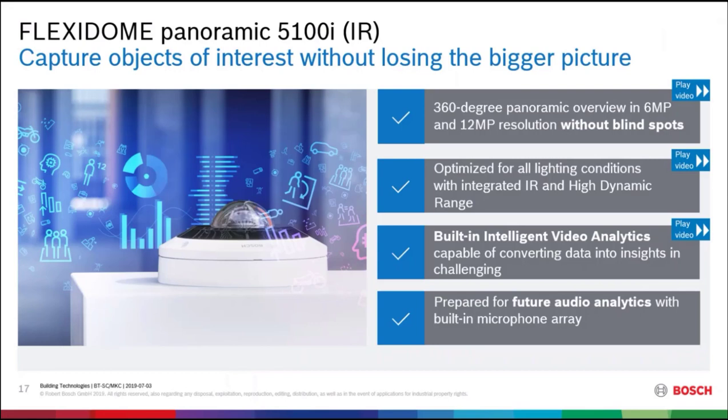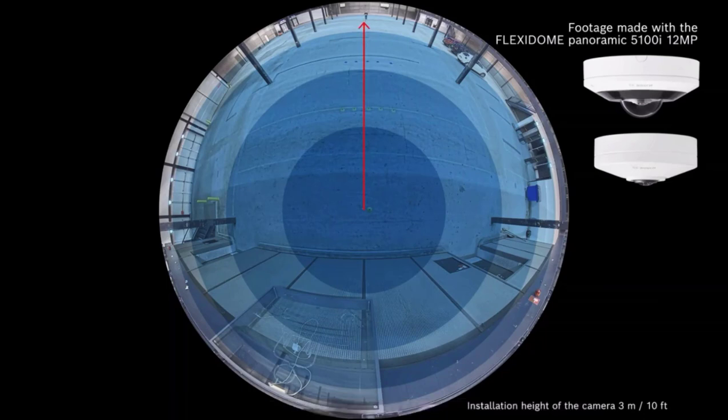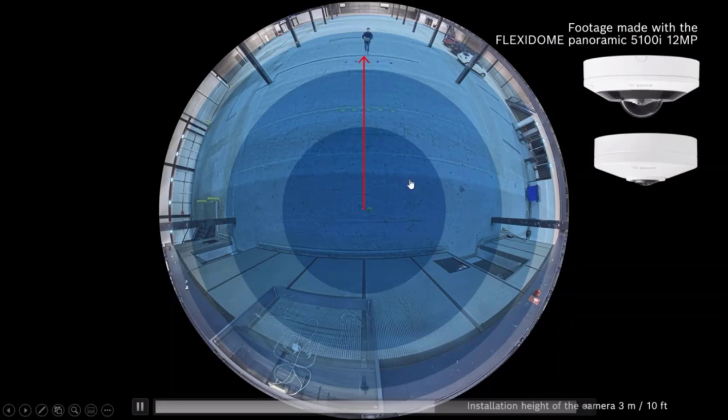And then let's talk about the different use cases. The 360-degree panoramic overview, 6 and 12 megapixel resolution without blind spots. We'll take a look at the video. Now this is dealing with the DORI. Up to 149 feet away, we're able to detect someone moving. This is double the distance of our former 7000 series. This is a use case of, say, a parking garage. And then up to 60 feet for observe. But in the parking garage, in this one, one camera sees the entire parking garage.